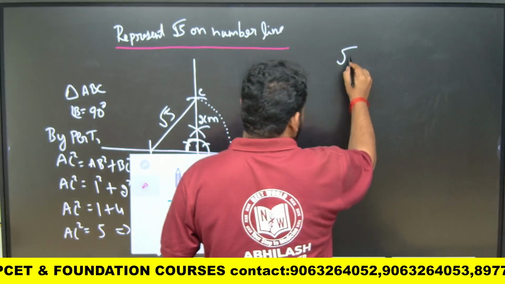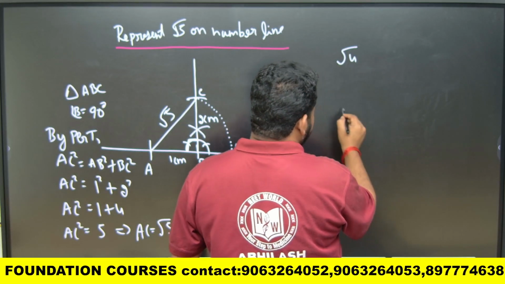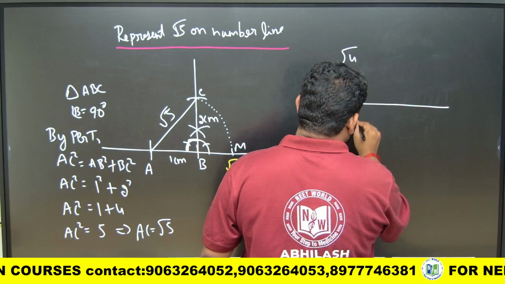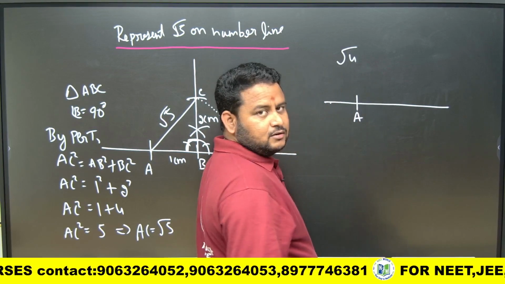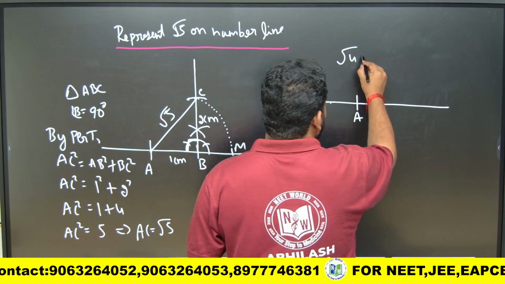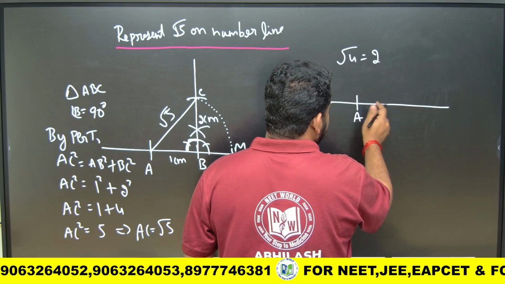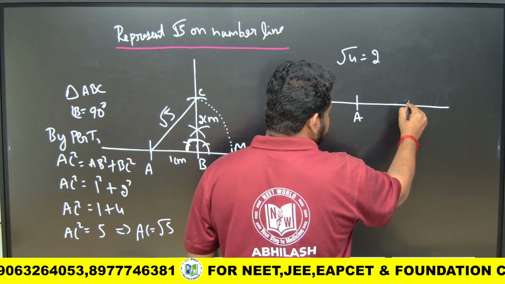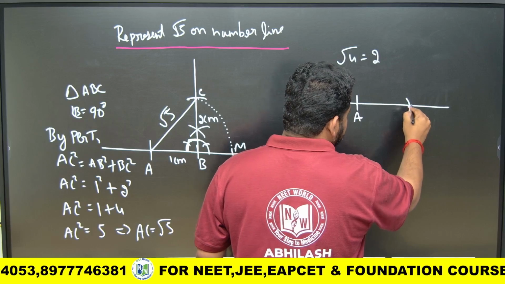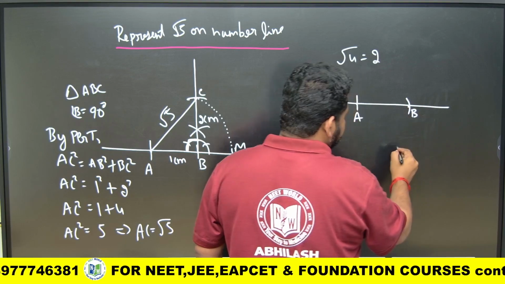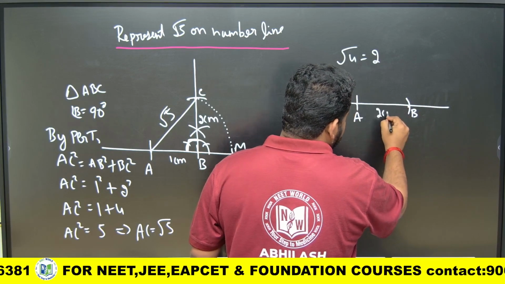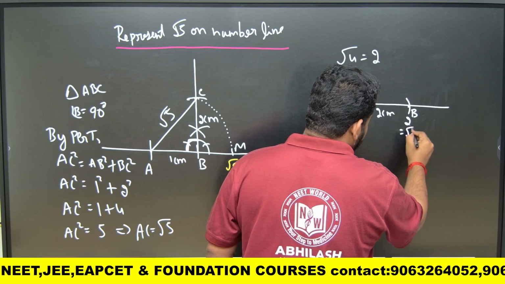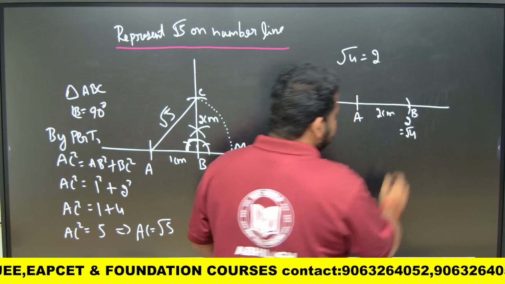So root 4, if I have to represent it, see here, draw a straight line, take this point A. Root 4 is nothing but equal to 2. So from here, you take 2 centimeter using the compass, or directly you can write it. Using the compass, you mark it. This will be B, this will be 2 centimeter. This 2 is nothing but equal to root 4. So directly you can represent root 4.